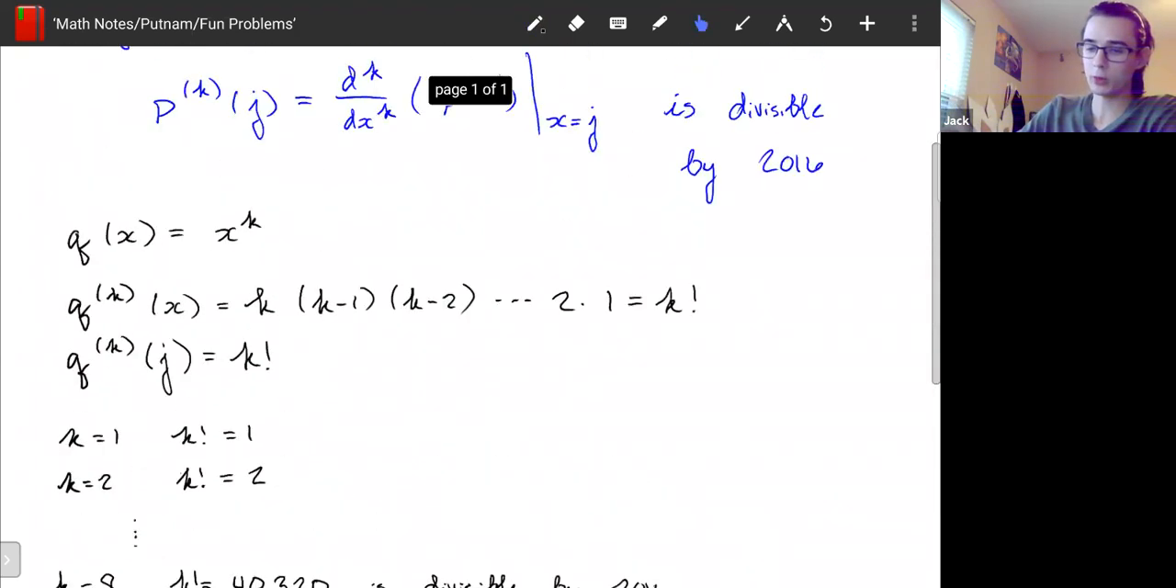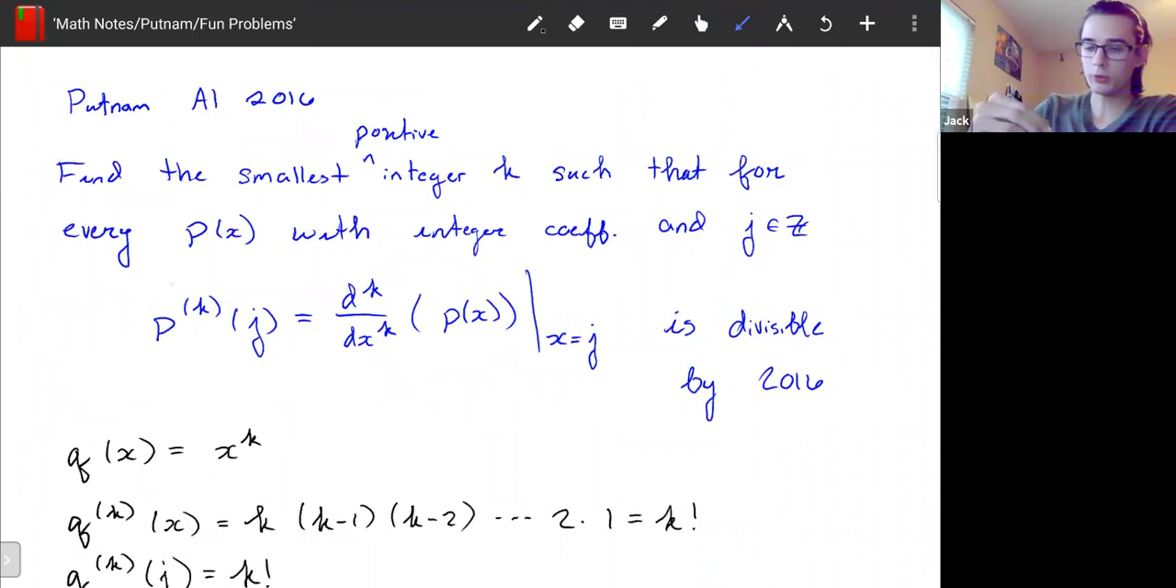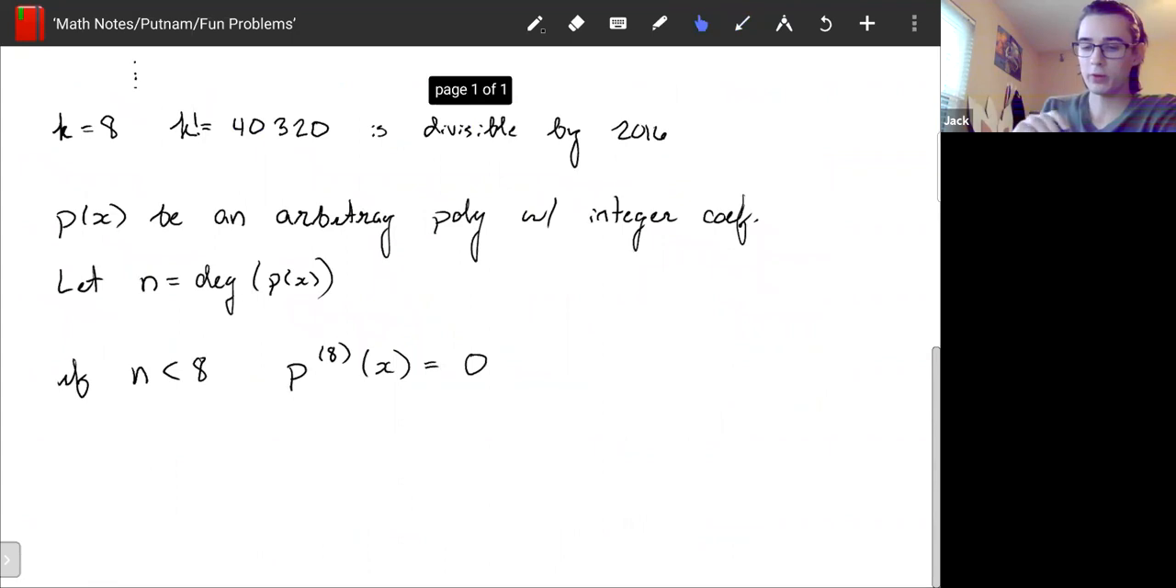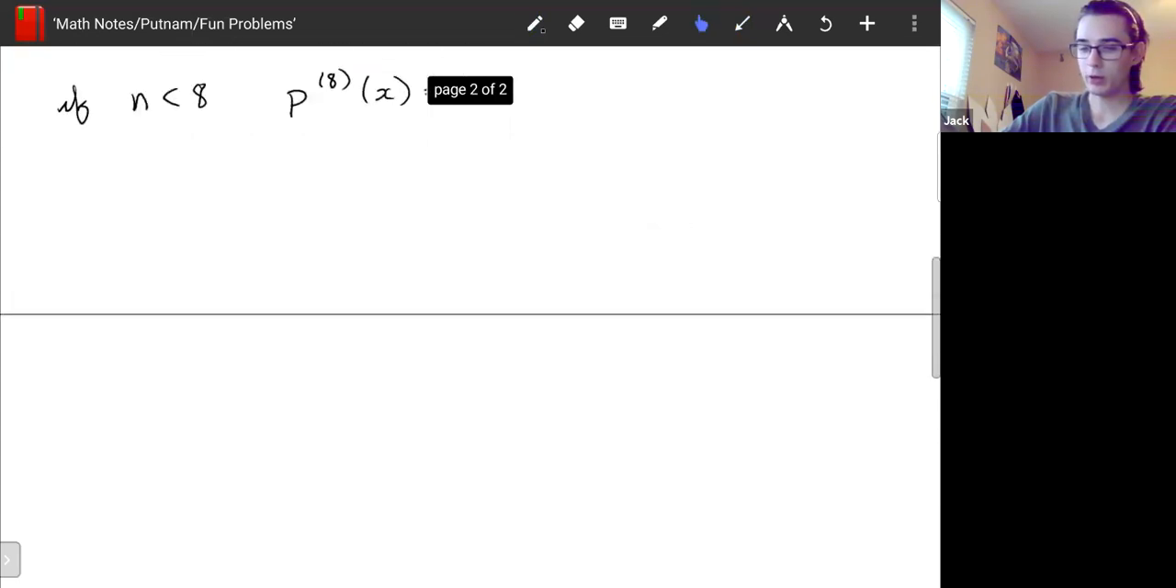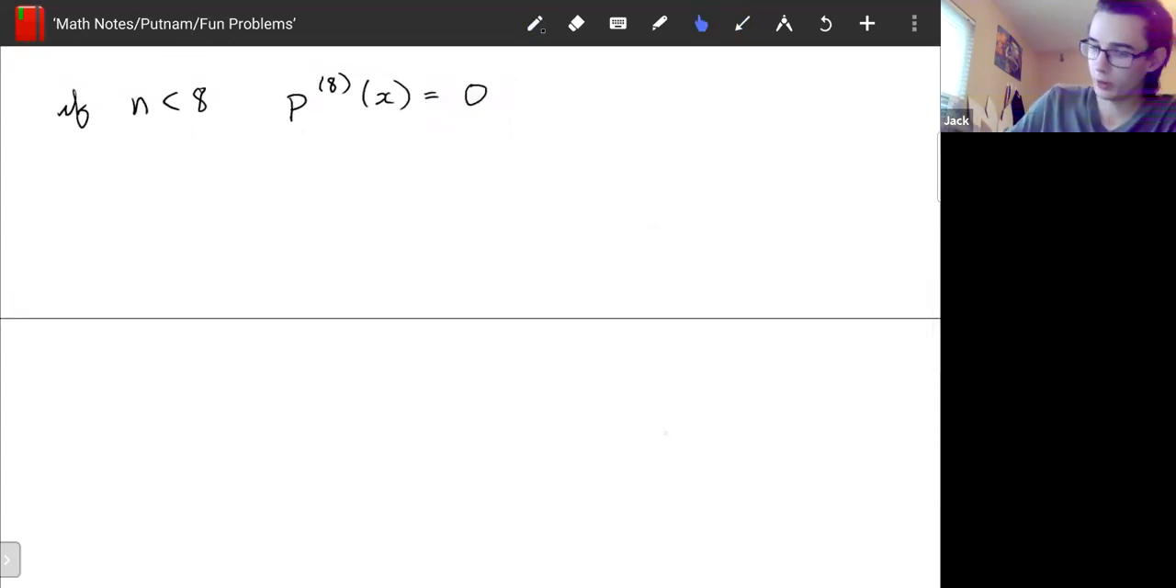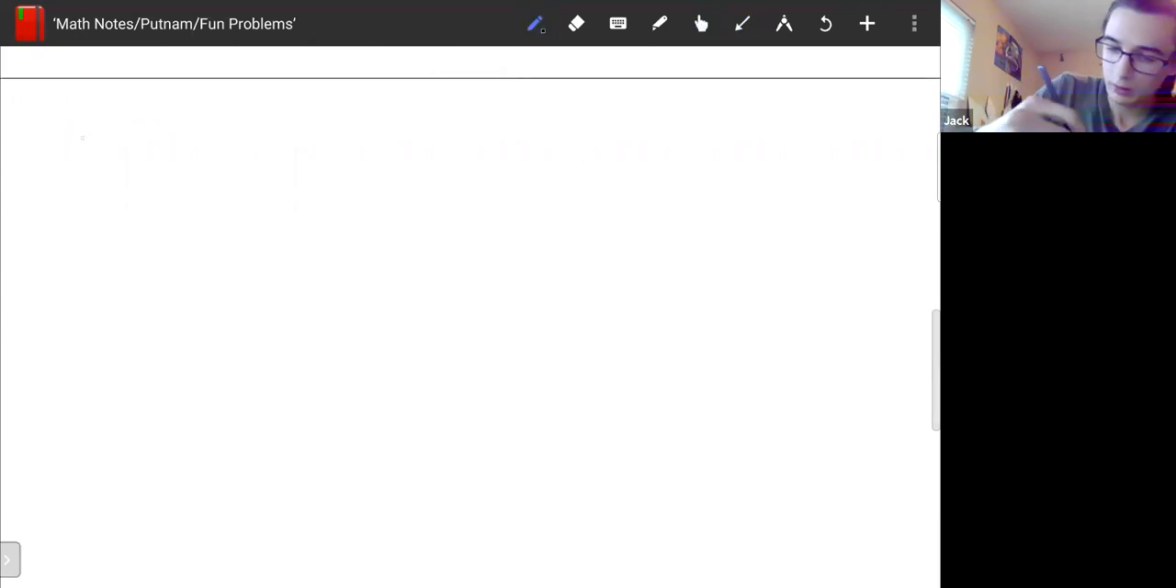Because if we go back up to our original problem, all we're supposed to do is evaluate our polynomial at k, and we're suspecting that k is going to be 8. And we get that this derivative is 0, and clearly 0 is divisible by 2016. So if the degree of our arbitrary polynomial right here is less than 8, then everything works. So now the only other case to check is when n is greater than or equal to 8. That's going to be the next part, and that's a bit harder. So let's go ahead and do the next case.